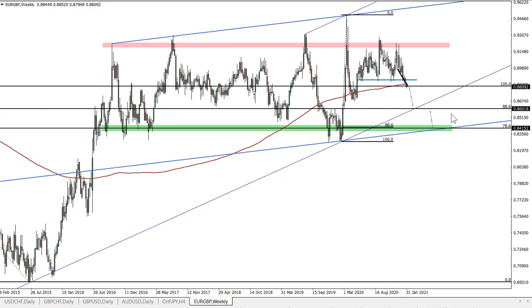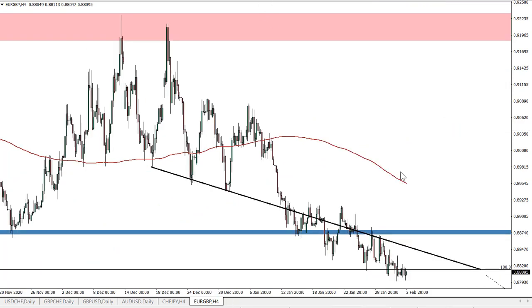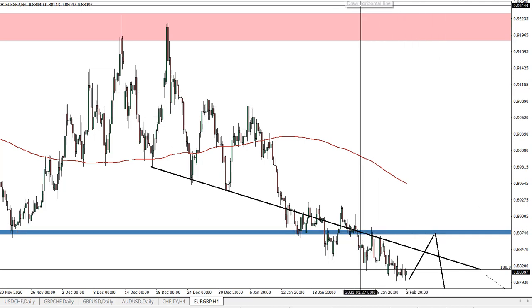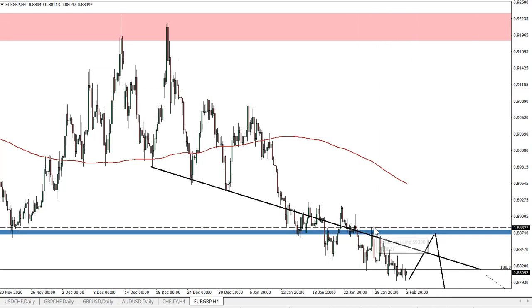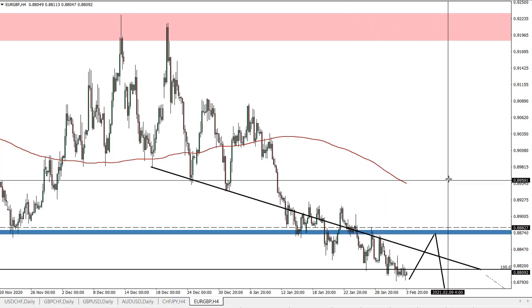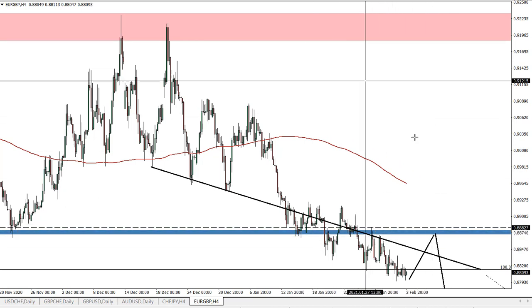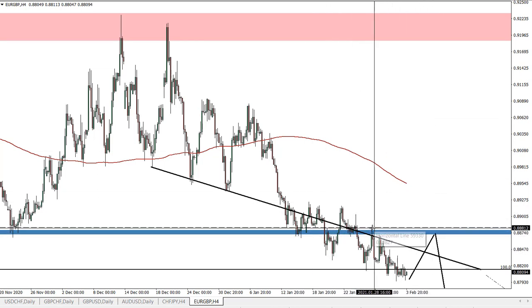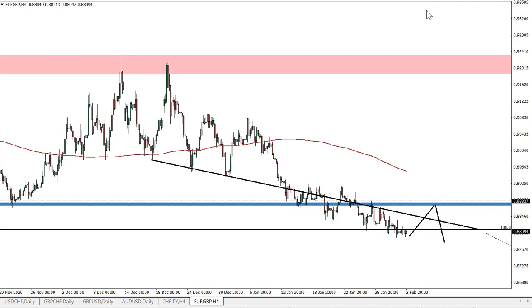Now, of course, it is possible that this resistance area at 0.8880 will be retested, so we might be seeing a correction up and then the downtrend. But it is very important that this resistance remains respected, because if there is a break to the upside, then it will invalidate the bearish scenario. So we need to have the price below this level at all times in order for the trend to continue. But all in all, we can also expect a correction maybe towards the trend line and then continuation to the downside.